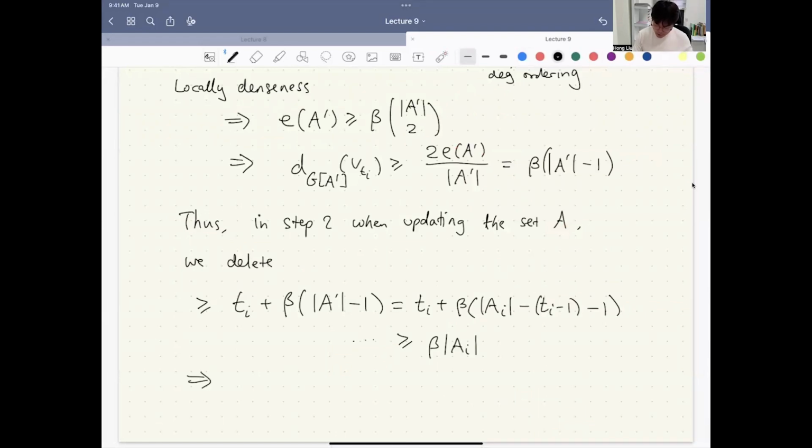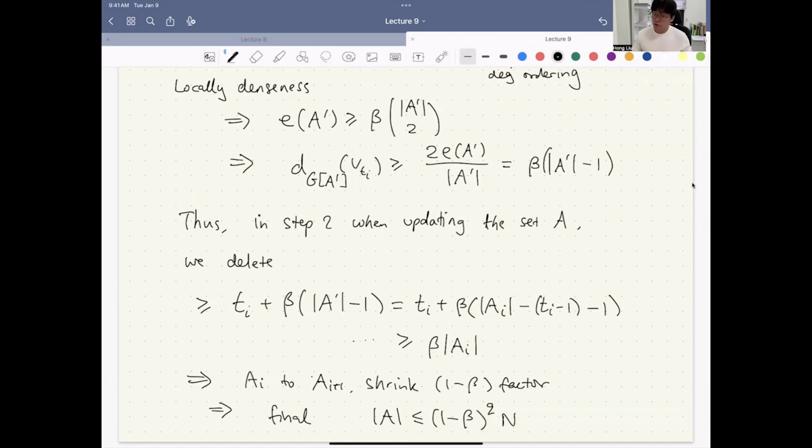This implies A_i to A_{i+1} shrinks by a 1 minus beta factor, which then implies the final A is at most... we carry out Q steps. We start from the whole set of vertices. So altogether, this is less than R, which we know by hypothesis.